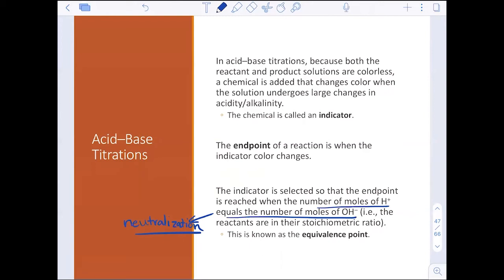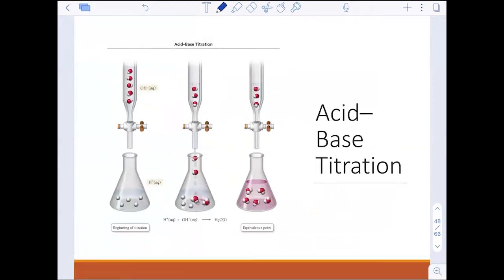We try to get the endpoint and the equivalence point to be almost exactly the same, so that we can be very, very clear in our visualization of when to stop adding acid or base. So in the lab, what this looks like is we usually have a burette, a long tube with a little spigot at the end. This is our burette. Usually that contains the base, but it doesn't always have to. Here it does, it contains the base. And down here in our flask is the acid plus the indicator.